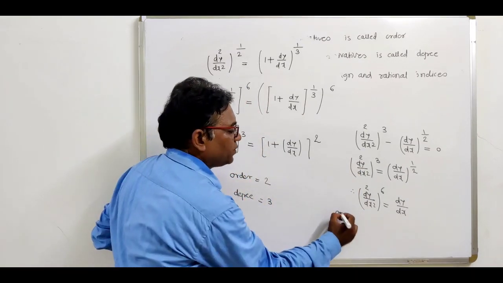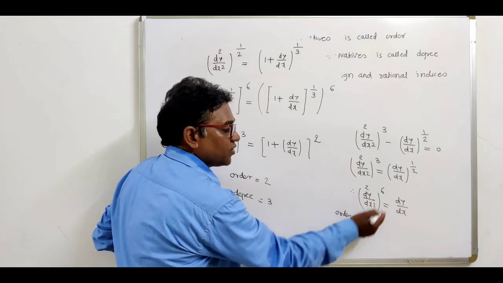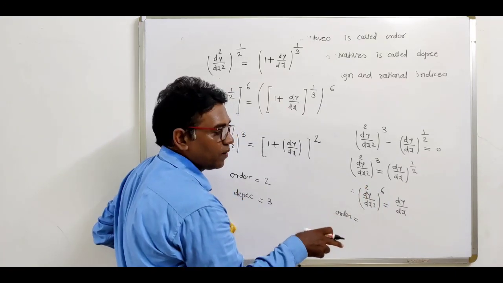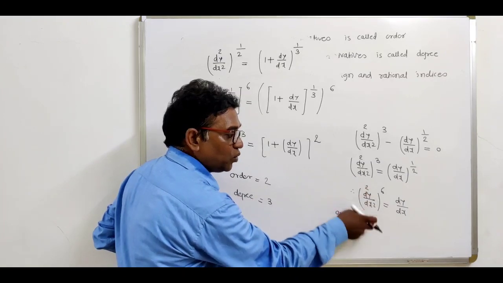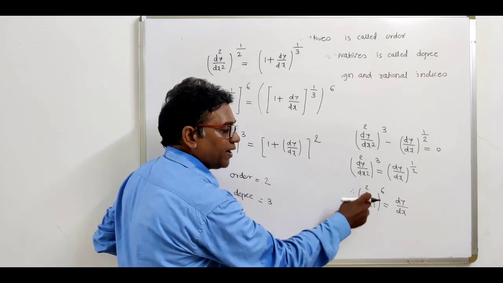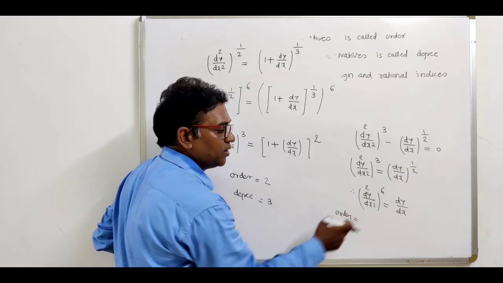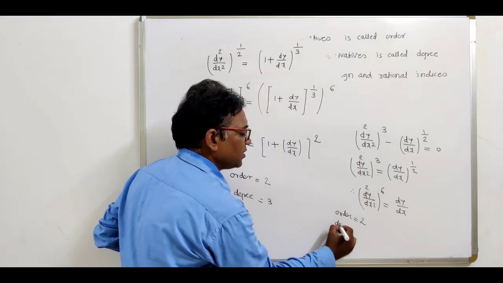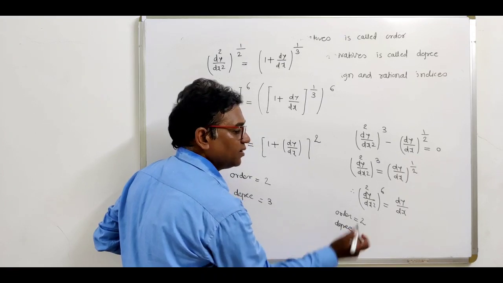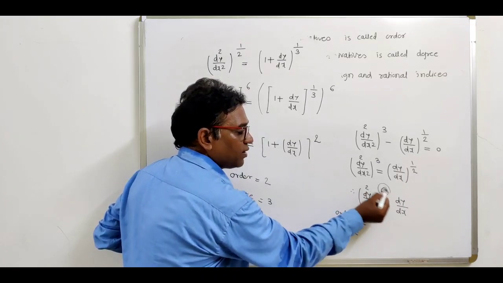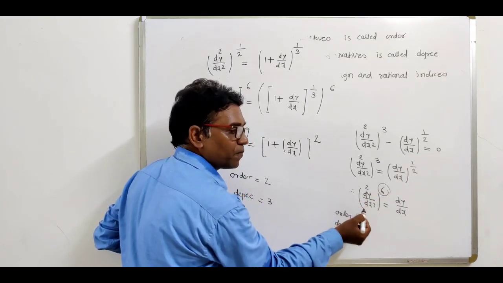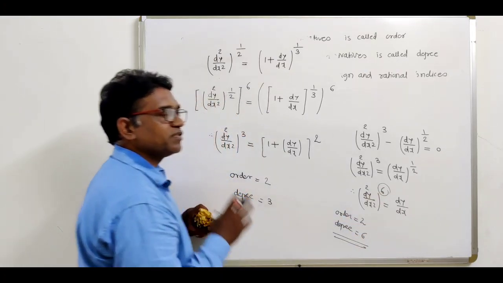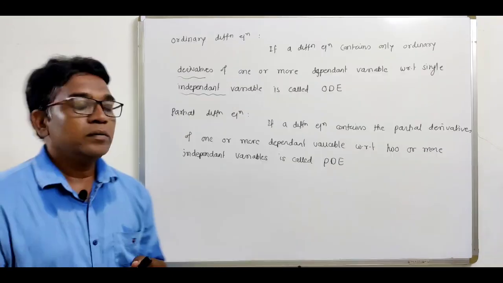So what is the order of this differential equation? Just find the highest order derivative, that is d square y by dx square. We have differentiated y 2 times, so d square y by dx square is the highest order derivative. So the order of this differential equation is 2. And what is the degree of this differential equation? Just find the power of the highest order derivative. So the power is 6. So the degree of this differential equation is 6.